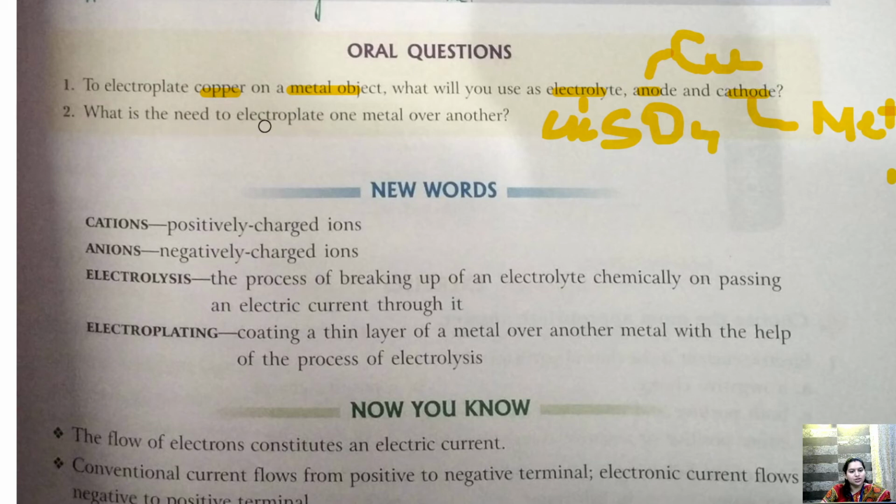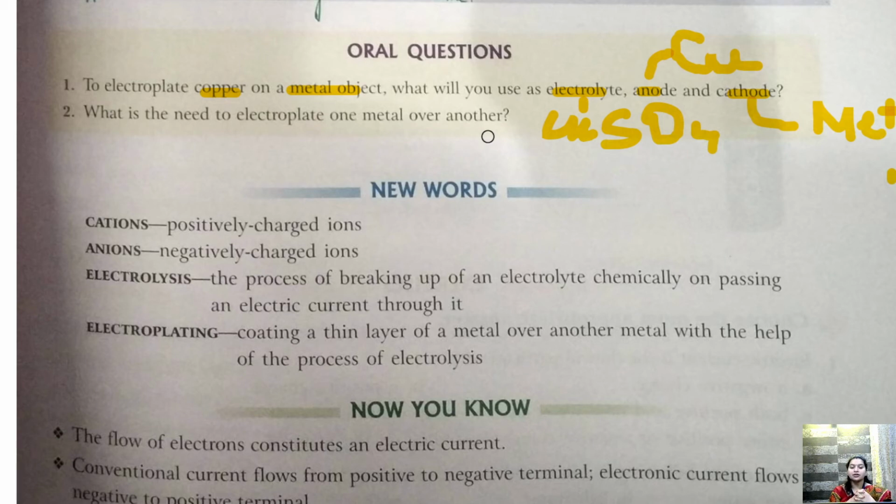Now, moving ahead with question number 2. What is the need to electroplate one metal over another? So we have seen what is the need of electroplating. There are two basic needs of electroplating. First is to avoid rusting, so that no metal rusts, that is one reason. And second is to make it look more attractive. Okay, so these are the two reasons why electroplating is done.